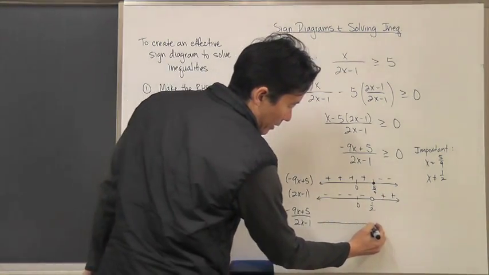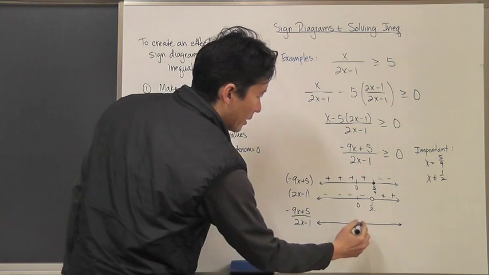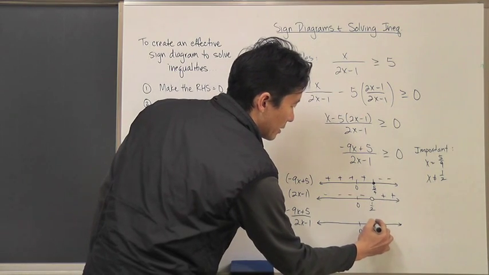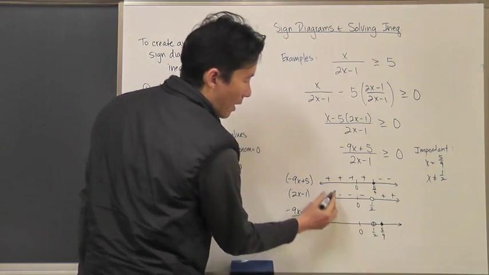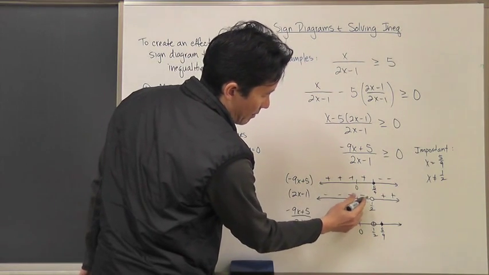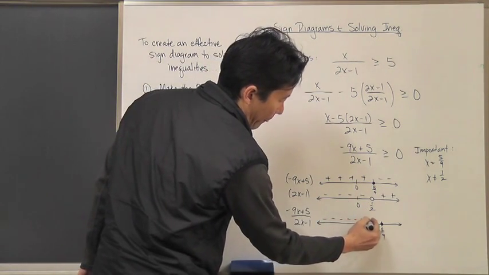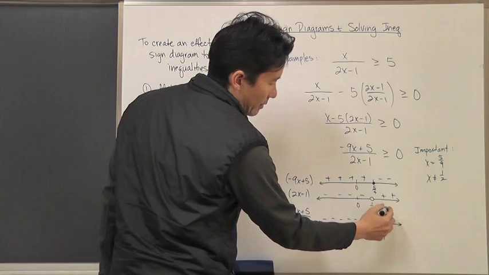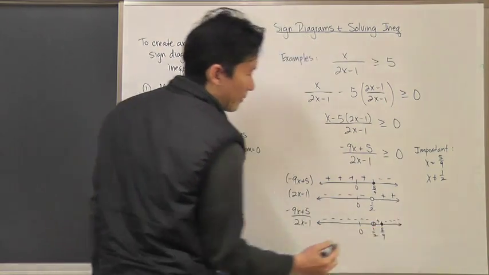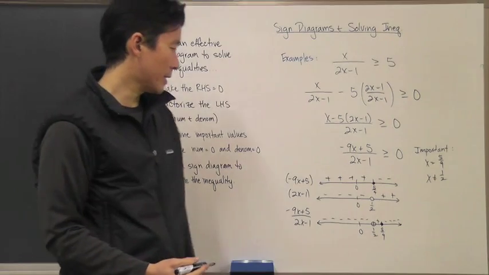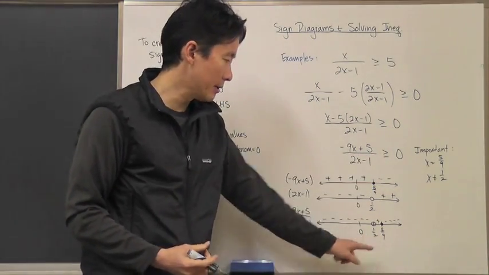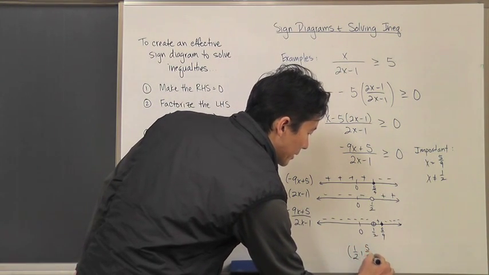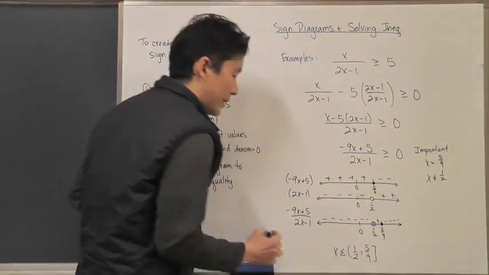So now when I go down and take a look at my overall sign diagram, here's the 0, here's the 1/2, here's the 5/9. This is an open circle, that's a closed circle. If I multiply down, this here is all going to be negative. In between here, that's going to be a positive and a positive, which is positive. And everything to the right of that is actually going to be a negative. So if I wanted to find out where this was going to be a positive value or greater than 0, it would have to be between 1/2 and 5/9. So x has to be an element of that.